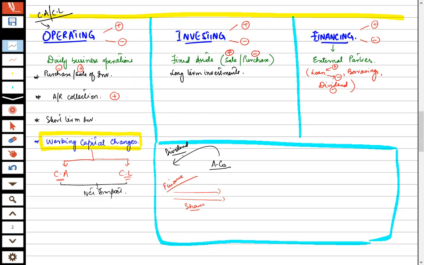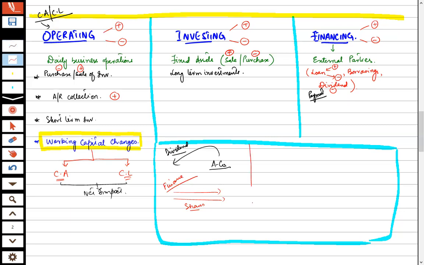So borrowings from the outsiders, if they are coming into the organization, will be treated as an inflow in the financing activities, and we will pay dividend. So that will be an outflow in the financing activities. So dividend payment.